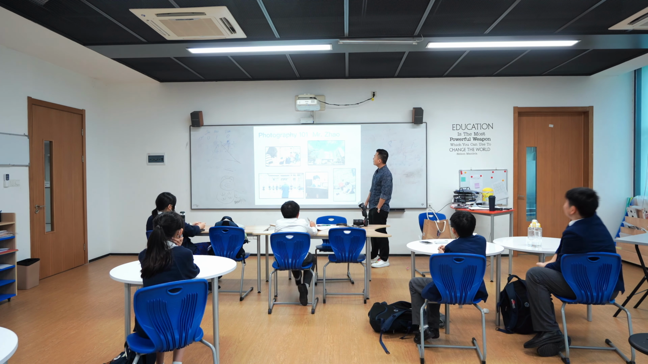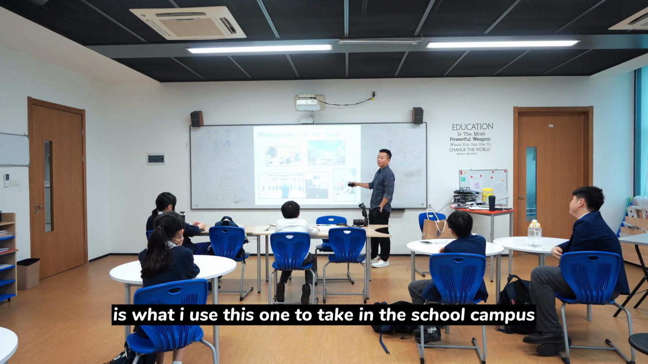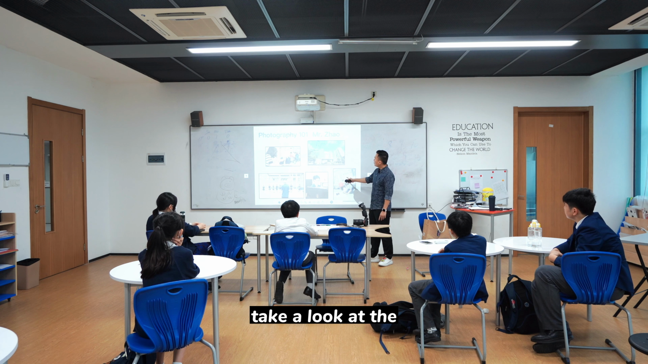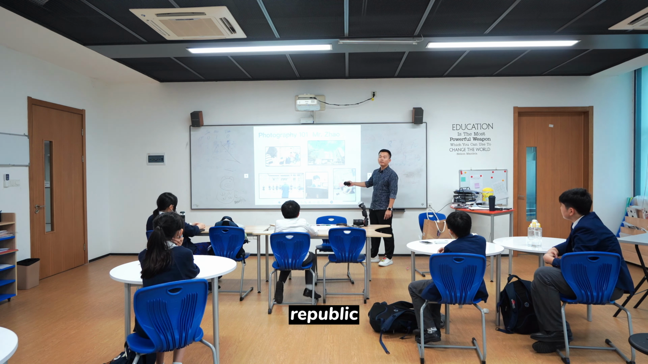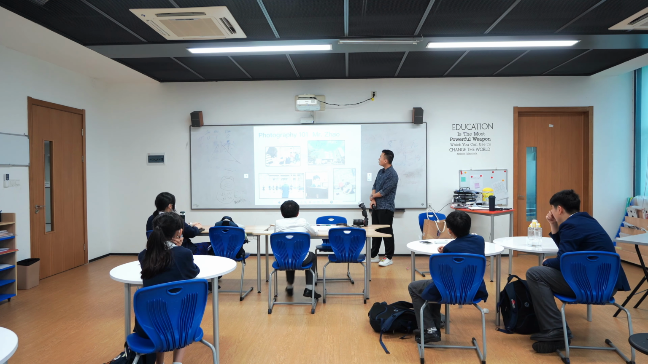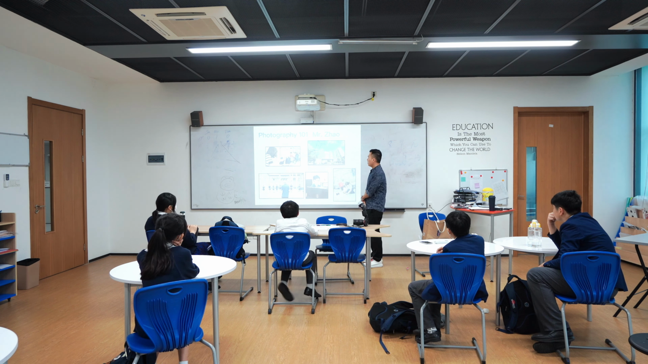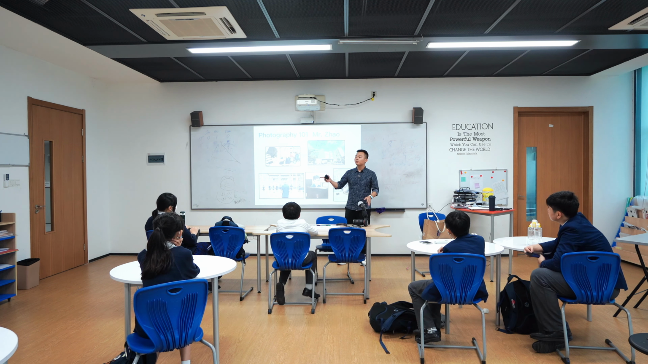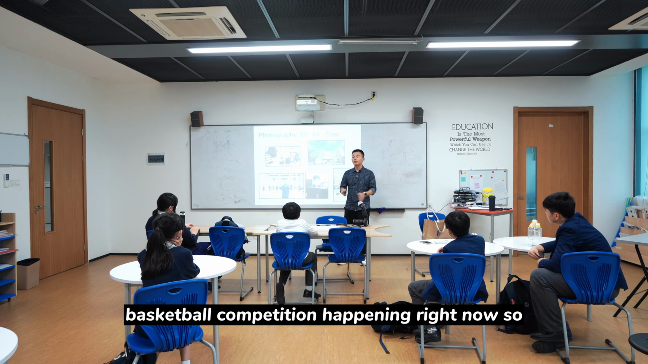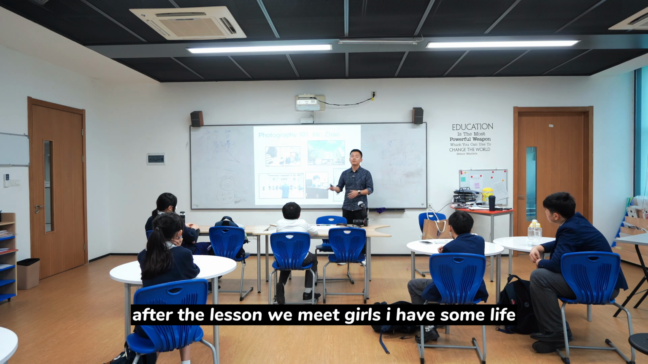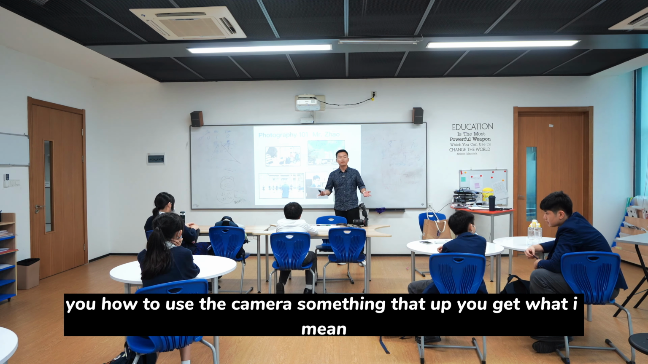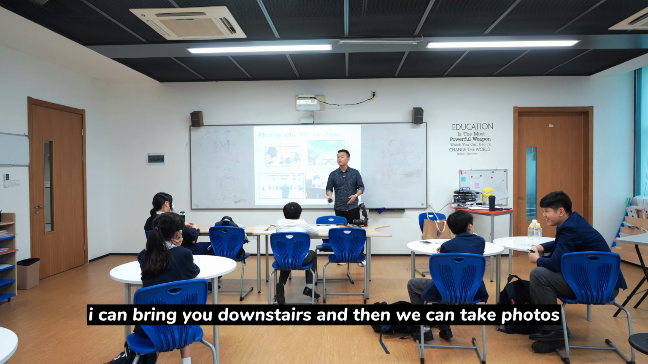Right, that's fine. So you see all those photos, this is what I use to take photos in the school campus. These two I took at the orientation day, if you remember, because I used a wide-angle lens. I don't really want to waste too much time on the theory, because we have a basketball competition happening right now. So after the lesson, we may go outside and have some live teaching on how to use the camera. I can bring you downstairs and then we can take photos.